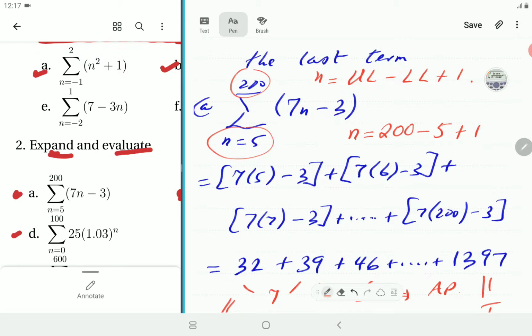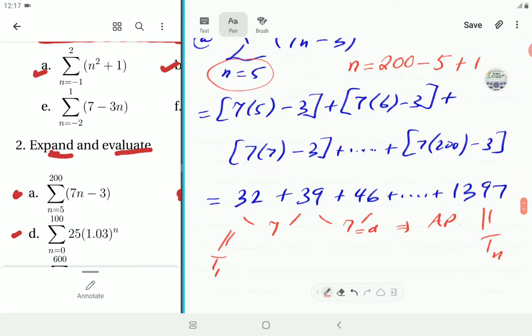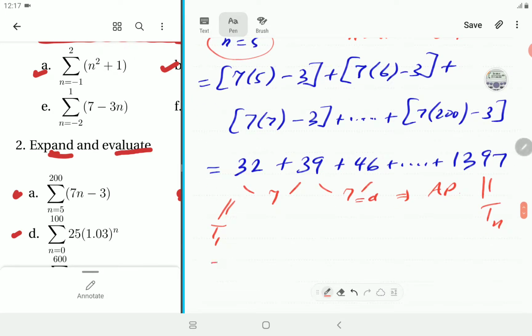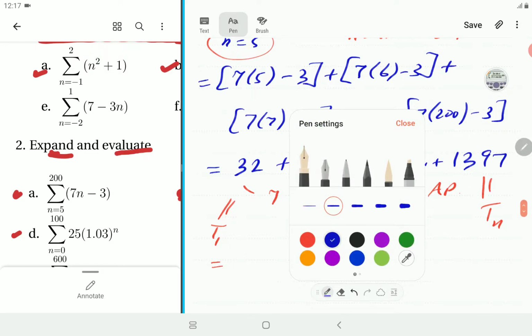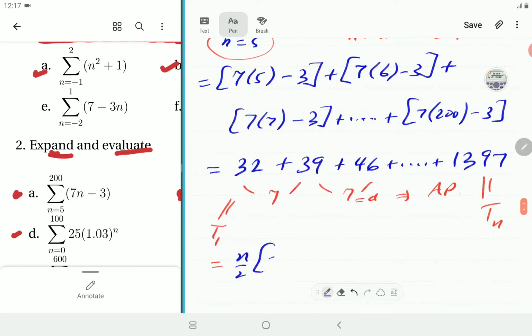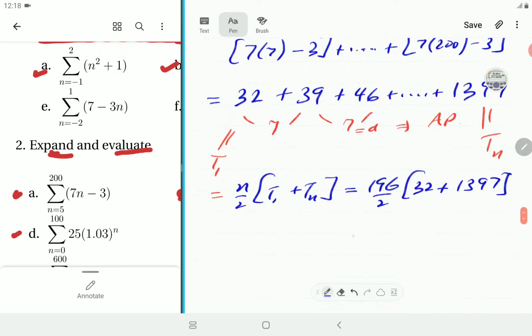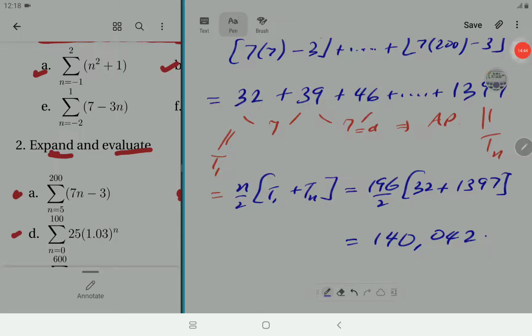So in this case, it's going to be 195 plus 1. It's going to be 196. So remember, our formula is n over 2 times T1 plus Tn. So for this one, it's going to be 196 over 2 times 32 plus 1397. Then if we punch this in the calculator, it's going to give us 140,042. All right, so that's the first one. Go to the next one.